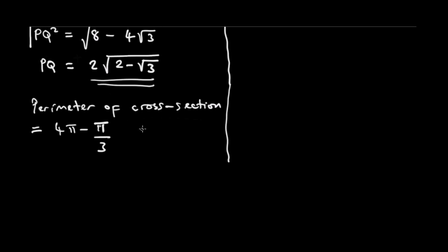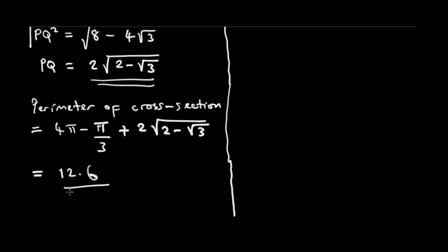Then lastly, we add the length of the chord, which is 2 times the square root of 2 minus the square root of 3. Compute it on a powerful calculator or computer to see the exact or approximate value of the perimeter of the cross section. Our answer is an approximate value, and to 3 decimal places the value is 12.6. So this is the perimeter of the cross section.